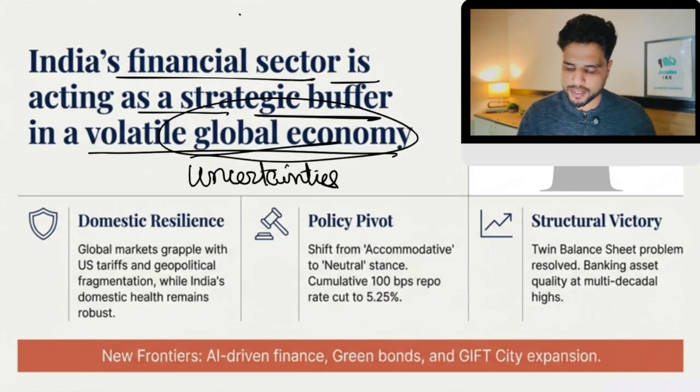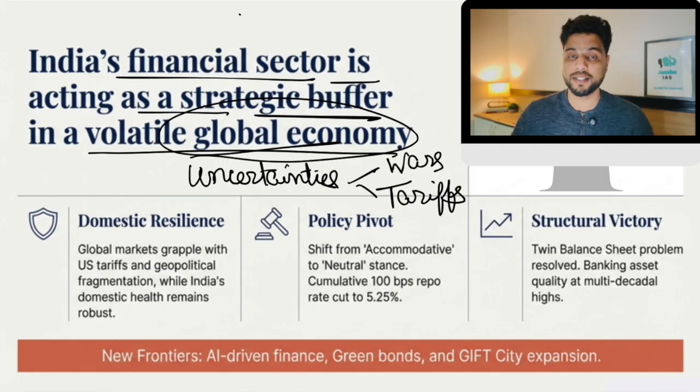And what are those uncertainties? Well, first of all, wars, and then Trump's tariffs. This is causing too much uncertainty. Okay, but in these uncertain times, while the entire world is struggling, India's financial sector is acting as a strategic buffer. We have enough resources, or enough finances, to take care of this uncertainty.